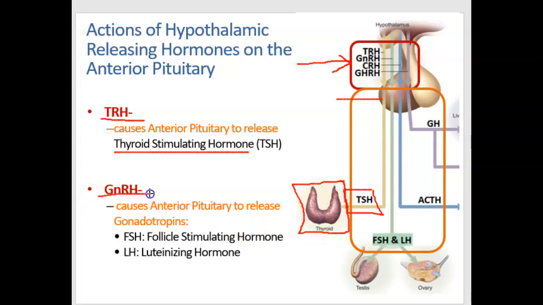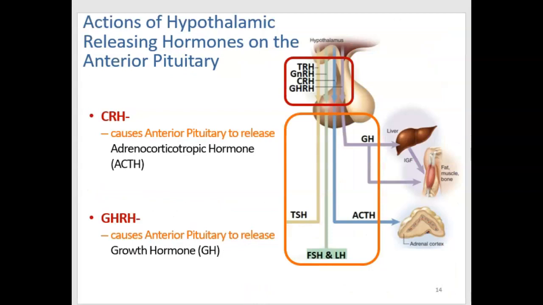Then there's a gonadotropin releasing hormone. So the hypothalamus makes GnRH, gonadotropin releasing hormone, which acts on the anterior pituitary and causes the anterior pituitary to release gonadotropins, tropic hormones. But they have a different name. One name is follicle stimulating hormone that acts on the ovary and the testes, and the other is luteinizing hormone, which also acts on the ovaries and the testes. So the anterior pituitary tropic hormones are FSH and LH.